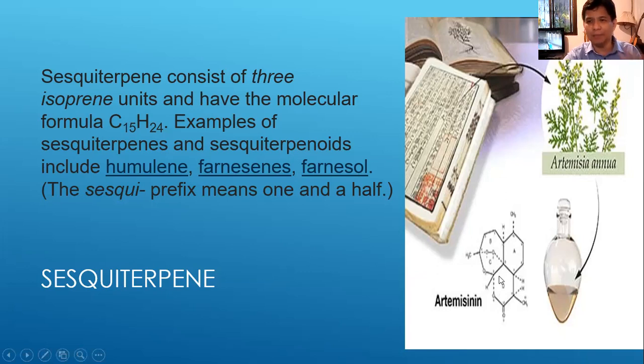So, as you can see, the structure of artemisinin right here, no? So ganun yung ginawa nila, they boil artemisia, tapos they let it be taken by the malaria patients. So nung una bumababa yung lagnat kasi nilalagnat din pag may malaria eh. Bumababa yung lagnat, pero eventually bumabalik.